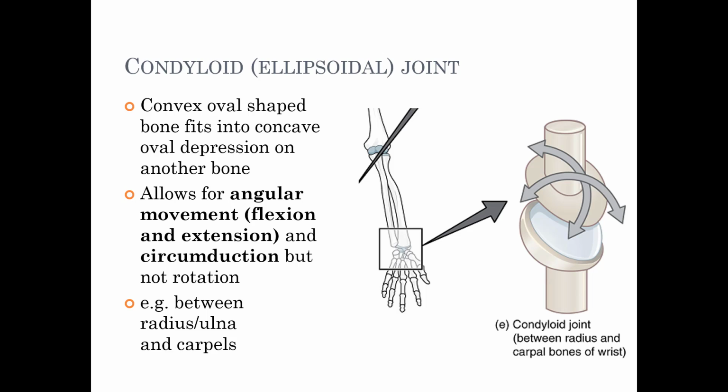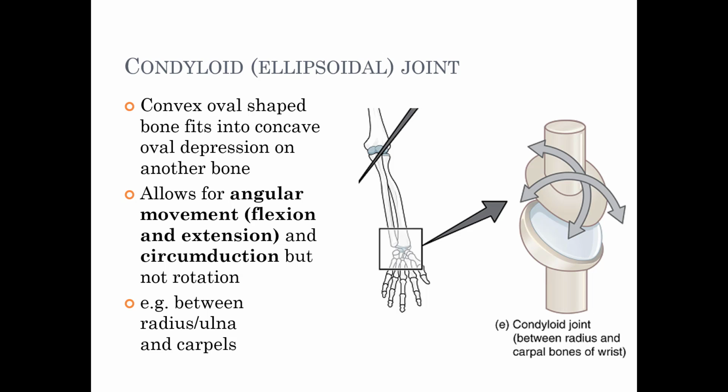We also have a condyloid or an ellipsoidal joint. It's where one bone has an oval shape that fits into an oval depression on another bone. This allows for both angular movement, so flexion and extension, and also circumduction, so that movement where the end of the limb moves in a circle, whereas the proximal part of it remains fairly stable, and does not allow for rotation. And this is between the radius and the carpals, also between the carpals. Okay, and the carpals, of course, are the bones of the wrist.